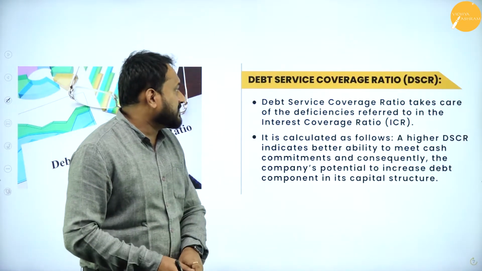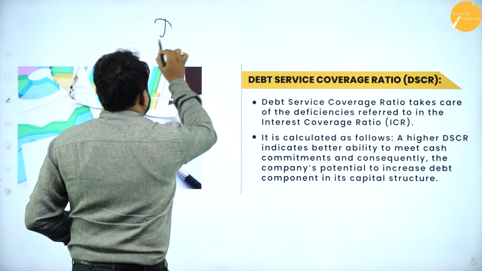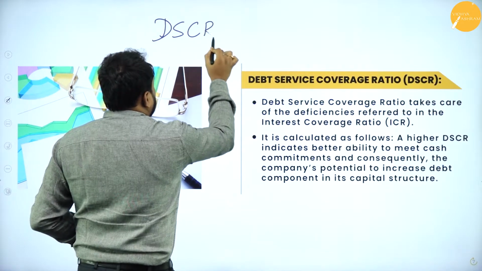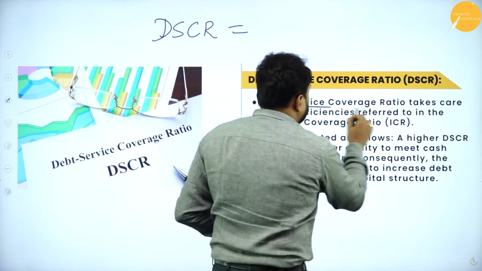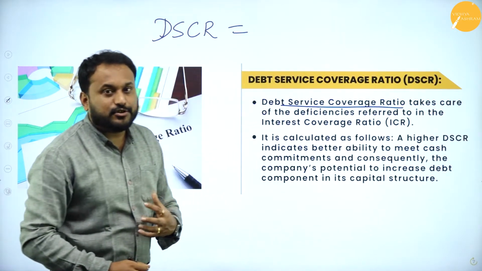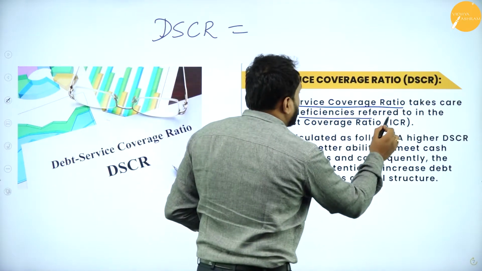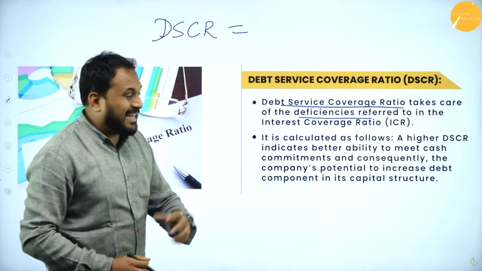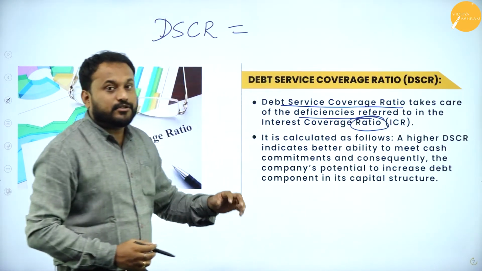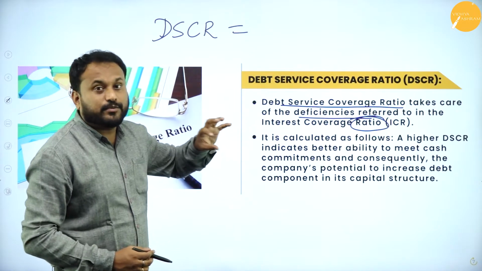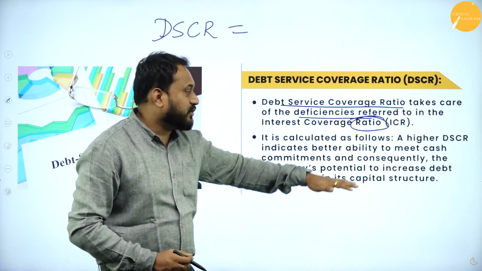Now we'll go with the next one, DSCR. Very famously it is called DSCR. We call that as what? Debt service coverage ratio. What exactly does it take care of? It takes care of the deficiencies referred to in the interest coverage ratio. So that means what? Whatever it covers, you will actually get to know what exactly it is. It is calculated as follows. I have given you an example.